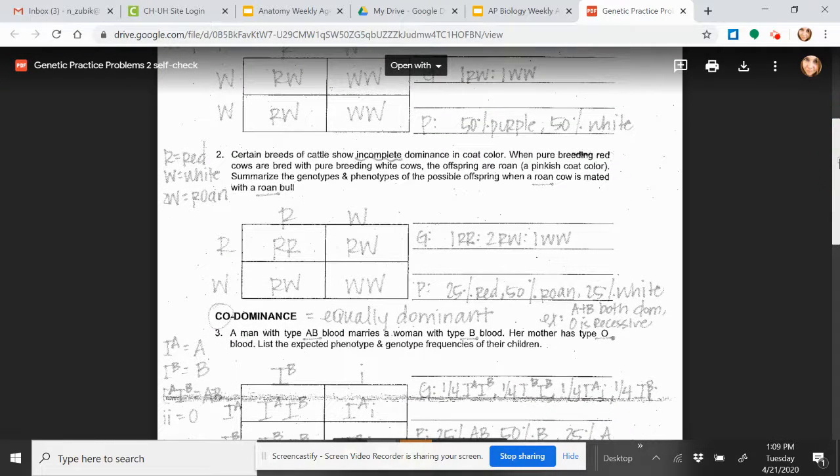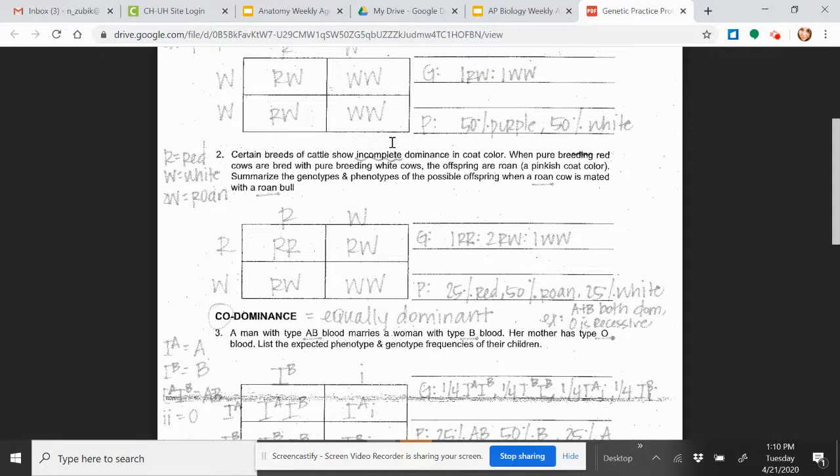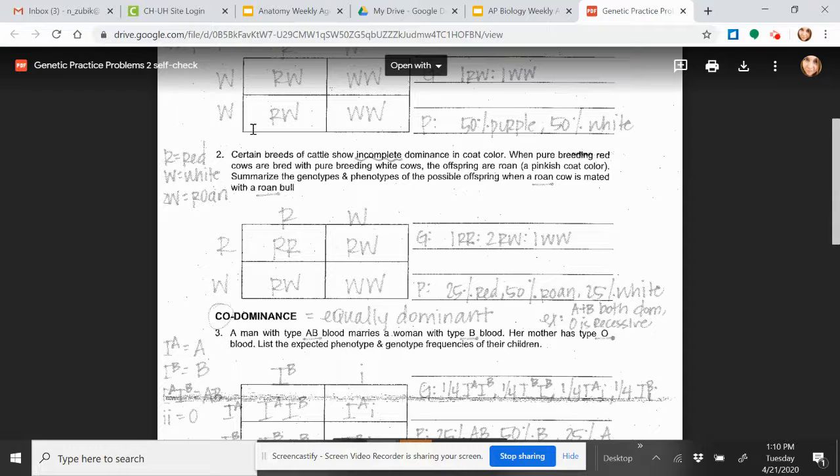The second example is talking about cattle that also show incomplete dominance in the color of their coats. Pure breeding red, so we're going to use an R for red, and pure breeding white, a W for white, gives us a roan cow. So that's our heterozygote. So we're going to do RW for roan.